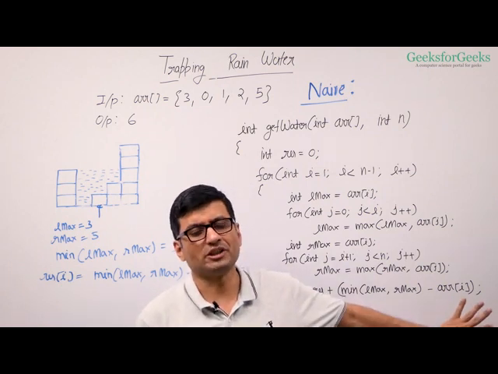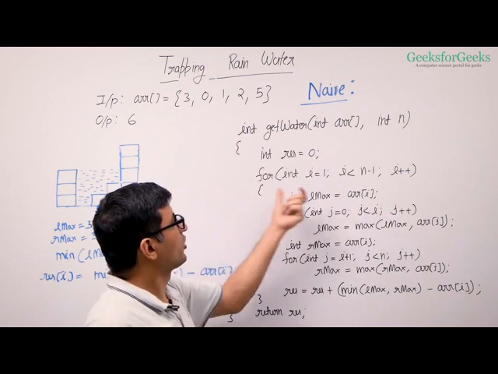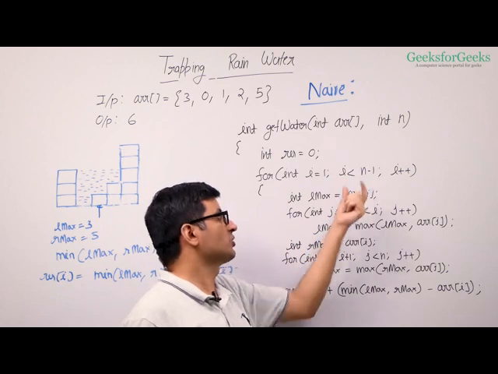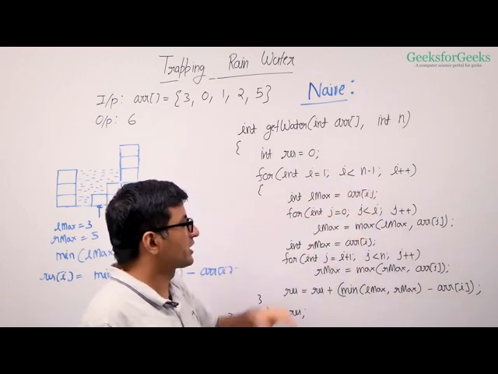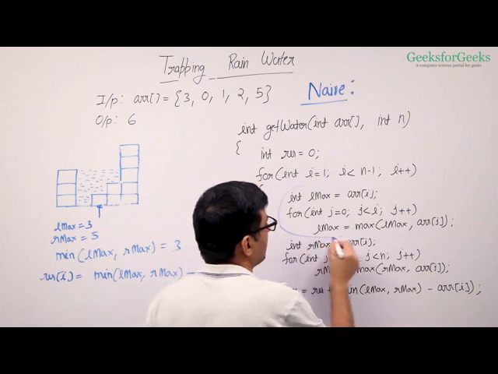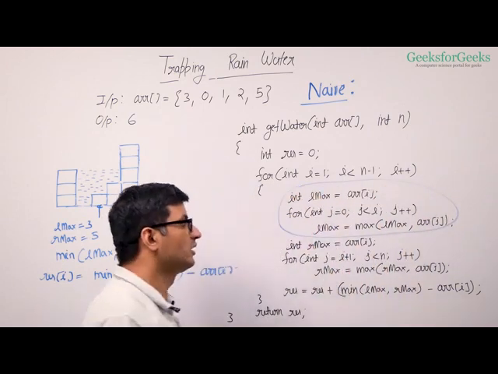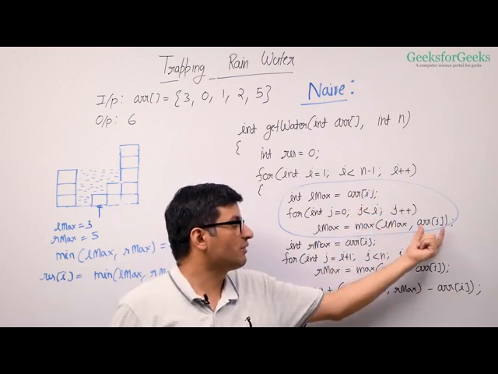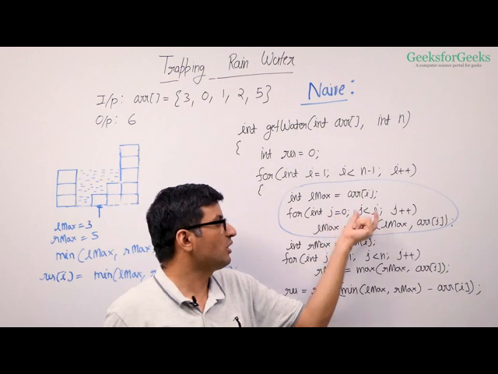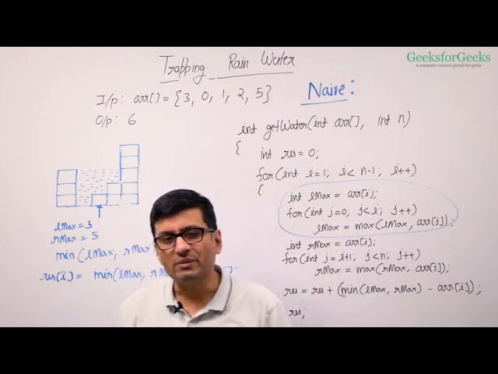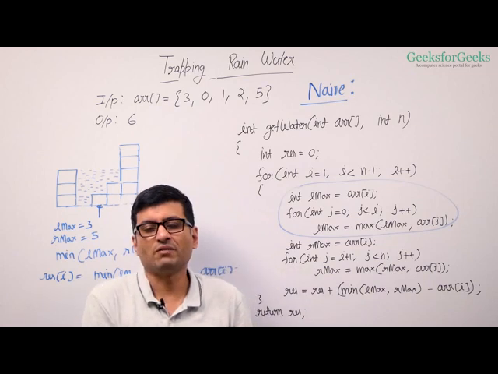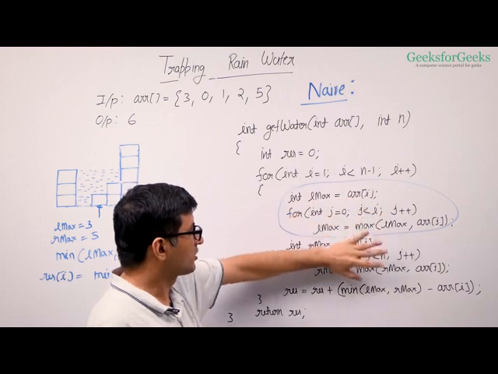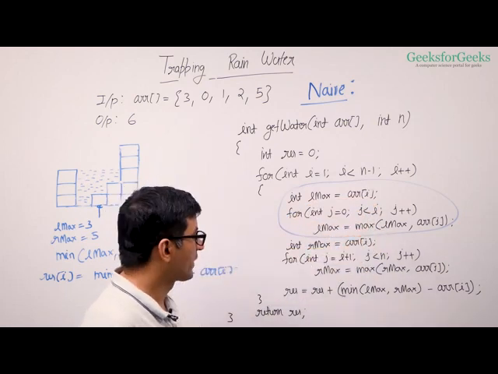Here is the implementation of the same idea. We know the corner 2 bars cannot store any water, so we begin from i equal to 1 to n minus 2. We find out the Lmax. What is the left maximum element for arr[i]? We initialize Lmax as arr[i], and we find the maximum value every time for j equal to 0 to i minus 1. So for every element arr[i], we go through the left of it and find the maximum value. We initialize the maximum as arr[i] itself, just to reduce the number of lines of code.